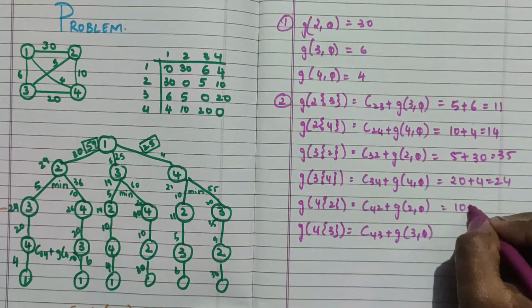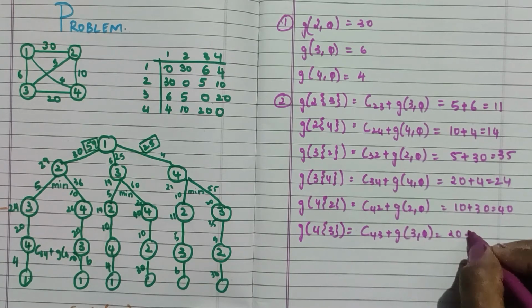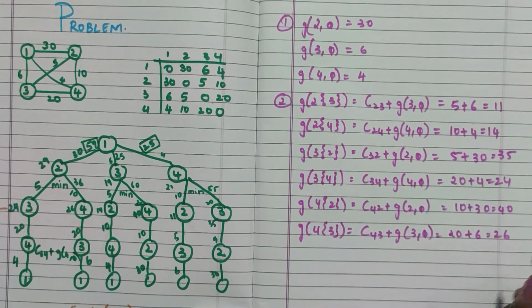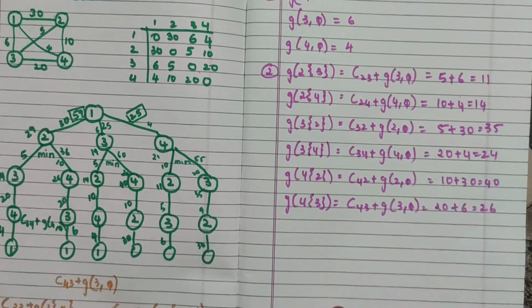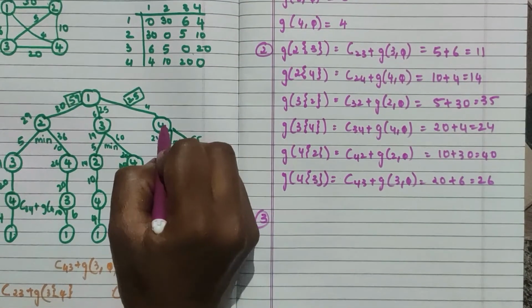Now 10 plus 30 is equal to 40. Now 20 plus 6 is equal to 26. Now we are done with the second step. Now we'll move on to the third step. So, third step, moving here.